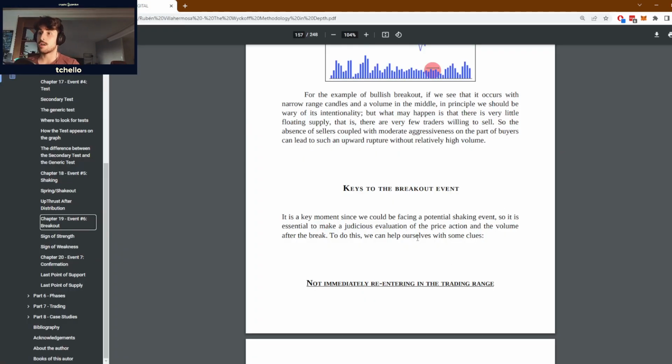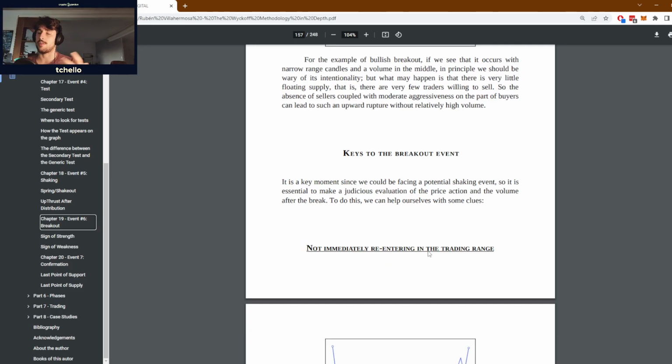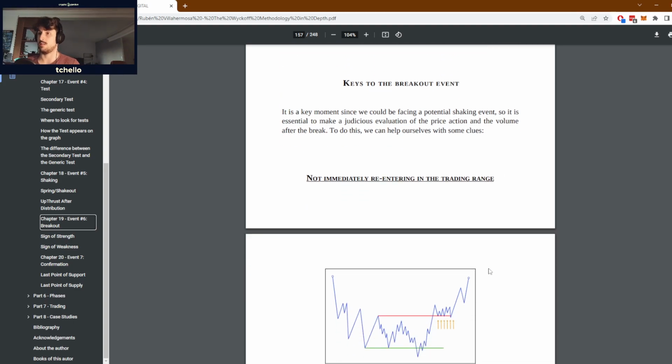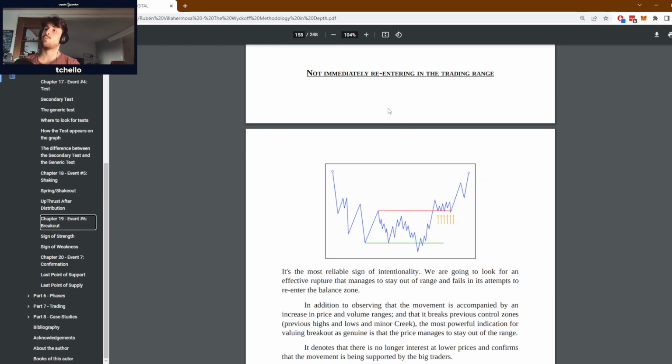Now, there are some key events that we should see that are important to help us observe these breakouts successfully. Again, it's not an opportunity to trade, but it is an opportunity to see when an accumulation is ending, when a distribution is ending. All right. So first is that we do not immediately re-enter that range.